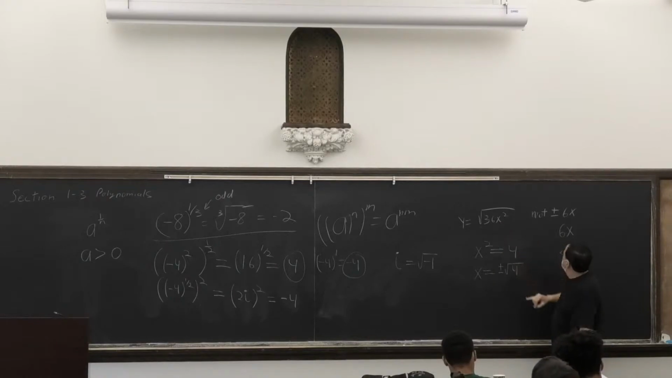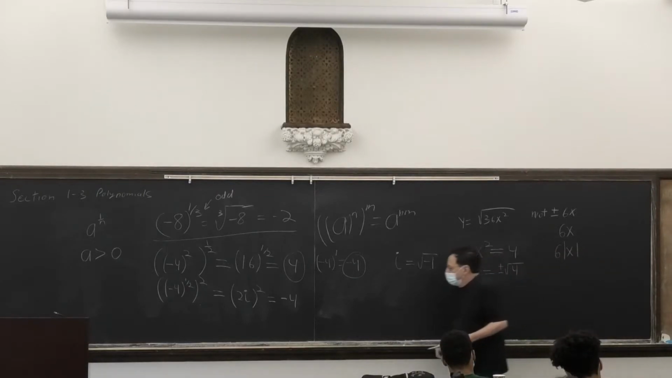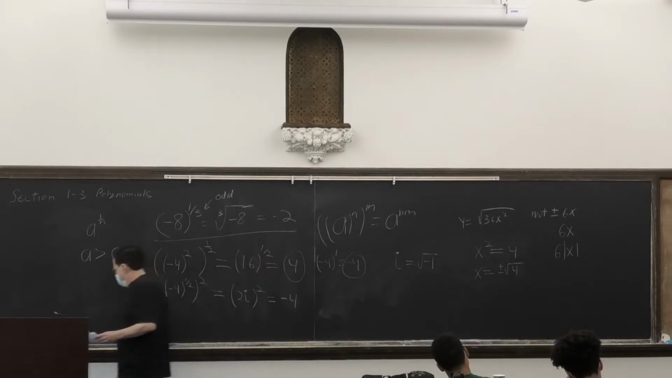It's not, because x could be negative. So the correct answer is 6 times the absolute value of x. That's what this is. Simplify. Okay. All right. Take a breath.